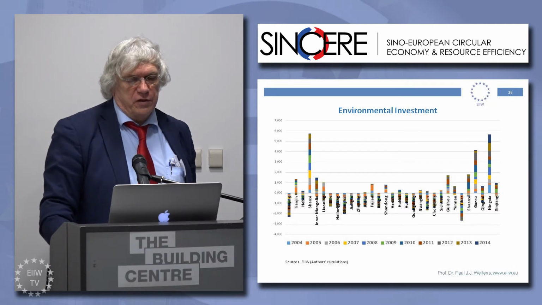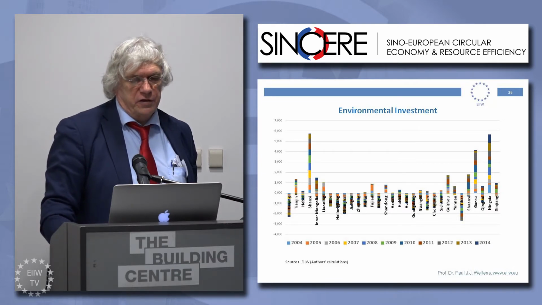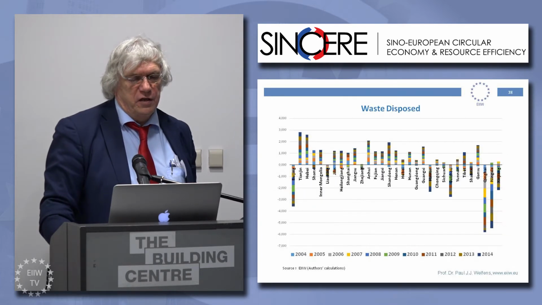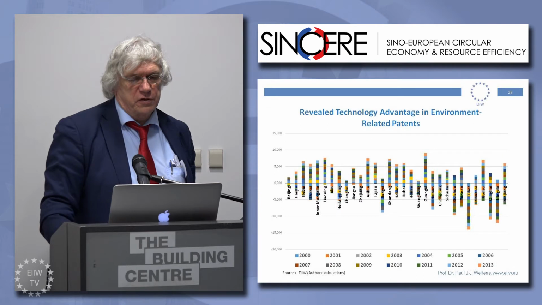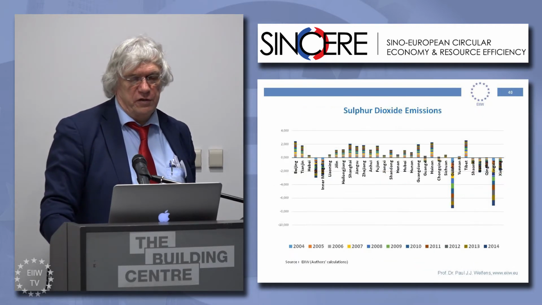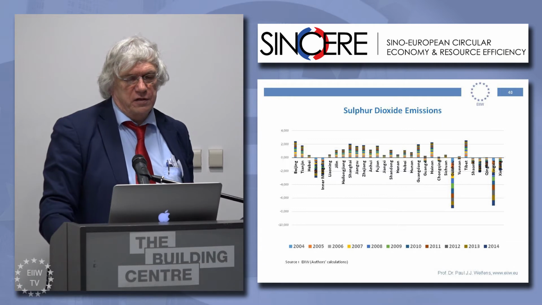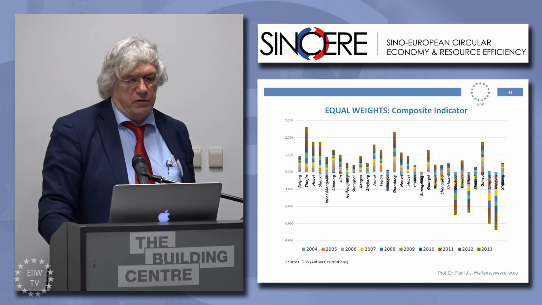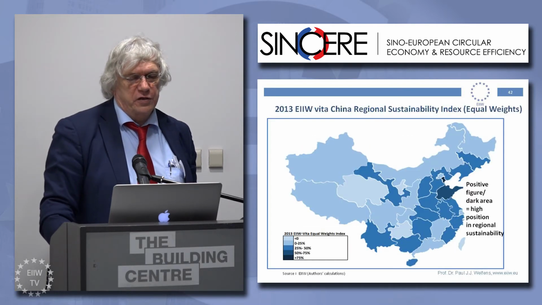So we look at environmental investment. So you have a picture here, a graph for the various regions. We look at water productivity. We look at waste disposed. We look at, of course, then the revealed technology advantage in environmental related patents. So this is then the Schumpeterian dimension. And we look at sulfur dioxide emissions. And then if you apply equal weights and build this composite indicator, you get this picture.